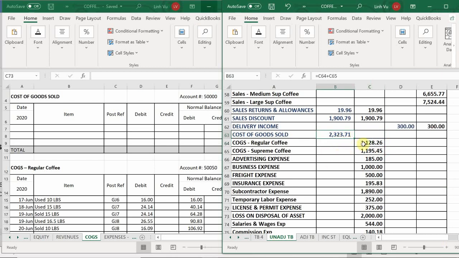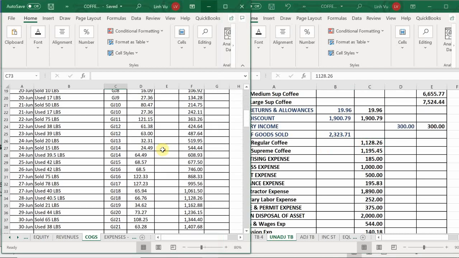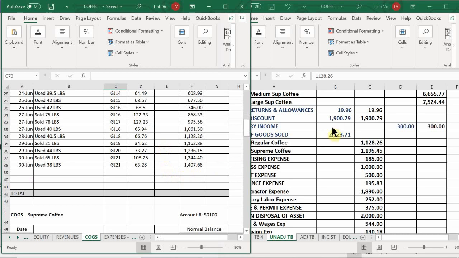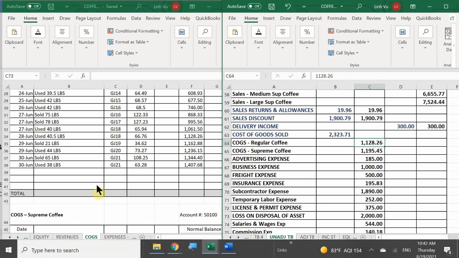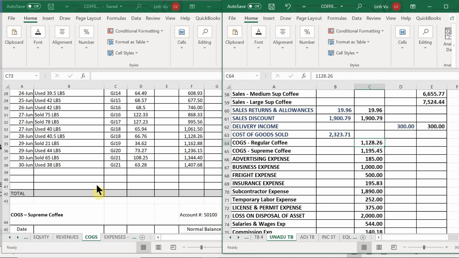Now here, let's see how much is the total cost of goods sold for my regular coffee. Regular coffee cost, or in this case, my ending balance in my cost of goods sold for regular coffee account. 23.71. For my regular coffee? Regular, 1407.68. Good.